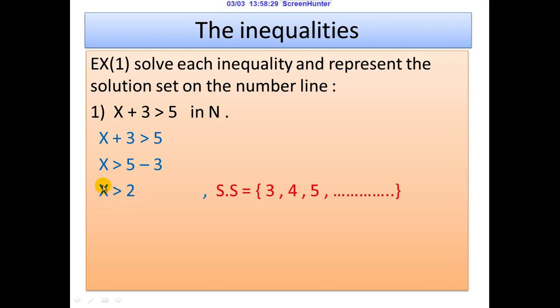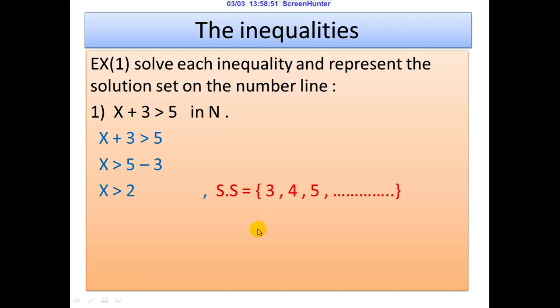What is the meaning of x bigger than 2 in set N? It means we take all elements bigger than 2 in set N. What are the numbers bigger than 2 in set N? So the solution set will be equal to {3, 4, 5, and so on}. But how do we represent this solution set on the number line?